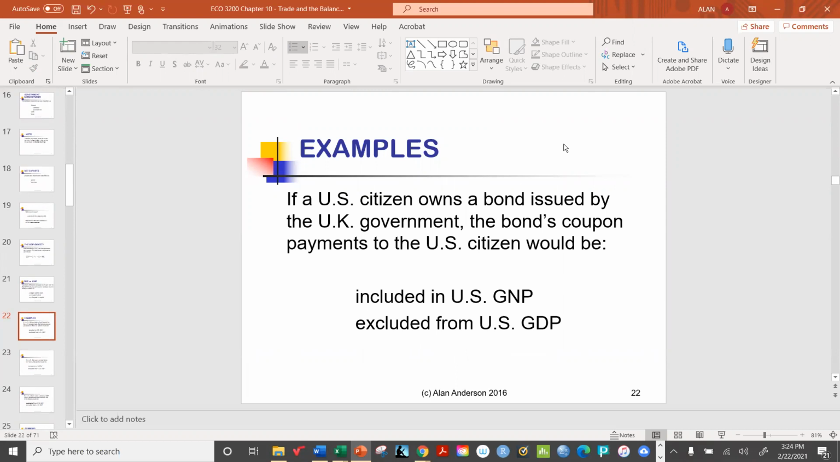So here's some quick examples of this. If I, as an American citizen, buy a British bond, any interest payments that they pay me, which are known as coupon payments, go into this GNP, but not GDP. And the reason why it's not going into GDP is because this is wealth that was not generated in the United States. Okay, I received it, but this was generated by the British government, not by the American government. So it gets counted in GNP because I'm an American citizen, but not GDP because this happened outside the borders of the United States.